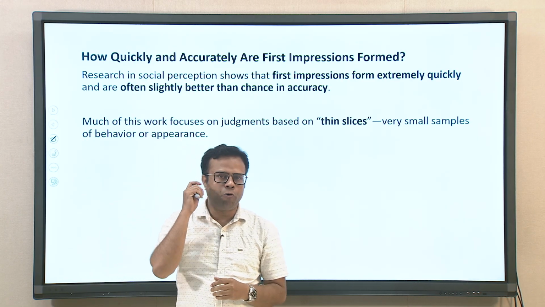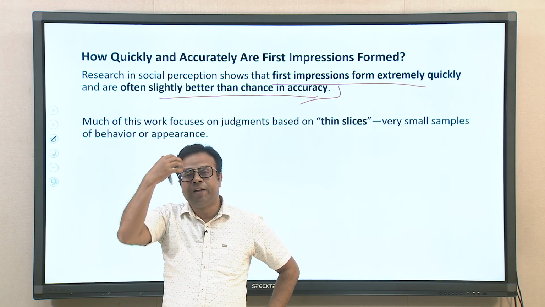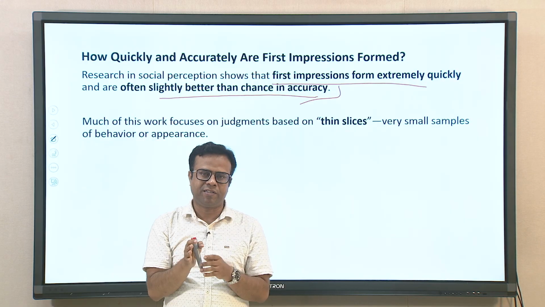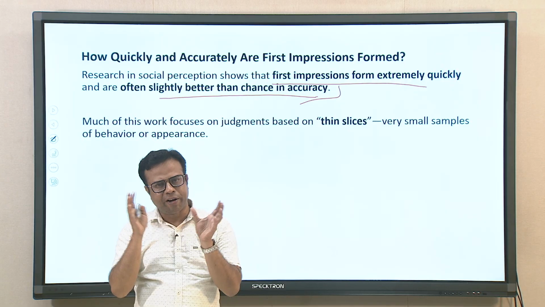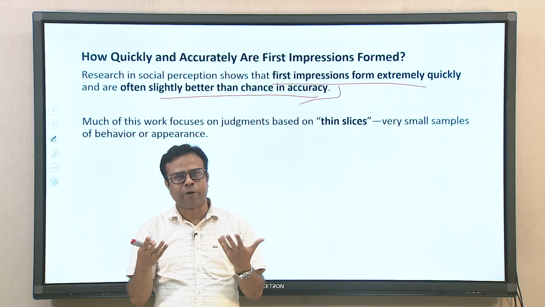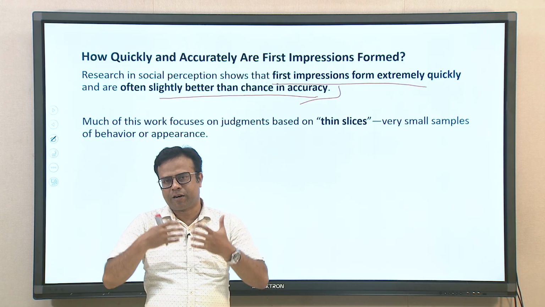Now, the next question comes: how quickly and accurately are impressions formed? As we discussed in the beginning of the lecture, impression formation could be very fast. Let us see how quickly we can form impressions. Research in social perception shows that first impressions form extremely quickly and are often slightly better than chance in accuracy. Generally, when you create a first impression of a person, it is very quick, we create a lot of judgments about the person quite quickly, and many people are actually very accurate in a lot of these impressions. Obviously, there can be errors and so on, but it seems there is a lot of accuracy in that also.